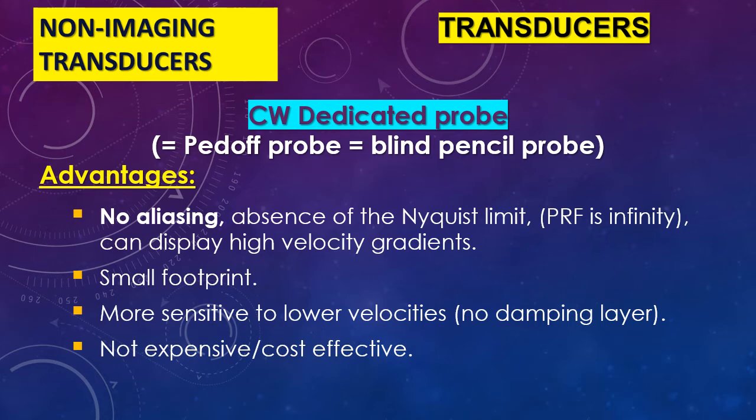So it can display all the high velocities, and also it can display the lower velocities. Why? Because there is no damping layer, so the received echoes will not be damped as they are received. So I can get also the lower velocities. The extremes of velocities will be detected easily by this probe. Again, we have a small footprint, and that's why many times it's used in echocardiography. It's not expensive, and sometimes it can be manufactured as a separate device that has only the CW activity.